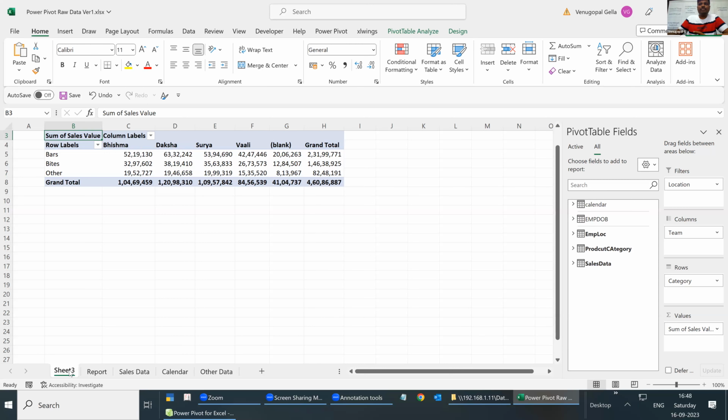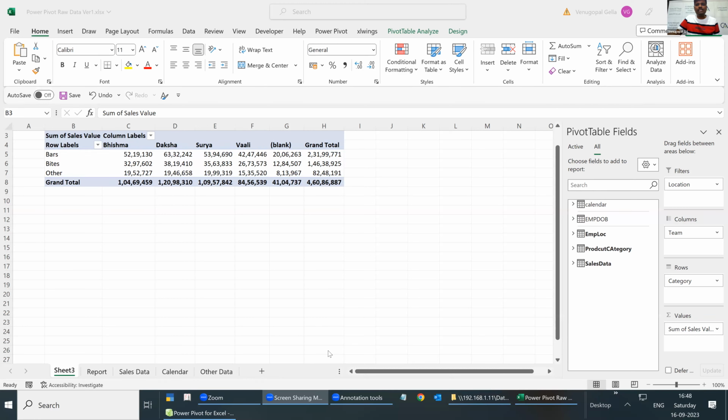Is this clear before I move to the next section of Power Pivot, which is DAX functions? Anyone has any doubts in the points that we have covered so far? Any questions? Perfect. No question. Let's move to the next, which is DAX functions.